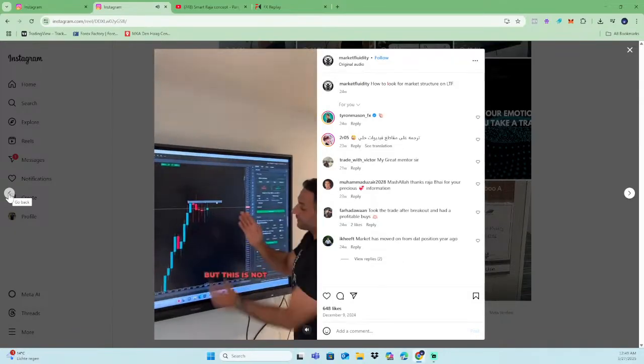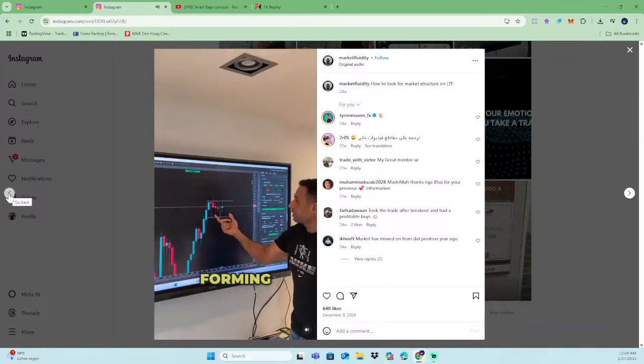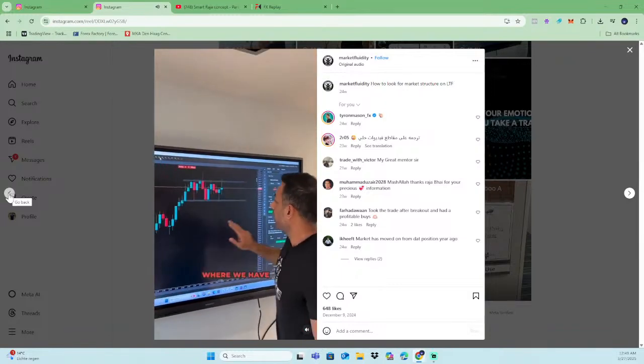Price moved up, but this is not an uptrend. This is where price is consolidating, and obviously the way the candles are forming, we cannot do full analysis here. So let's switch to the 15-minute where we have some sort of a market structure.